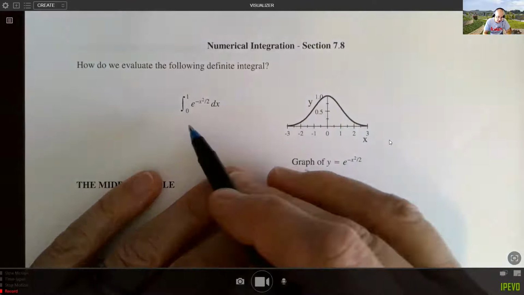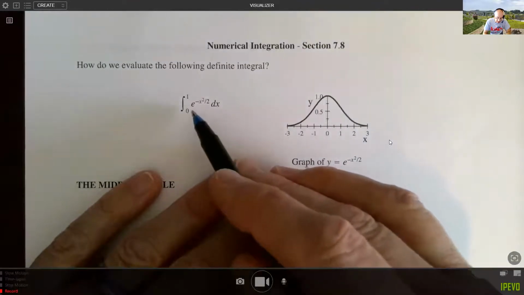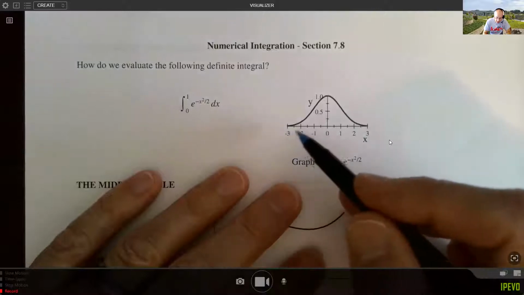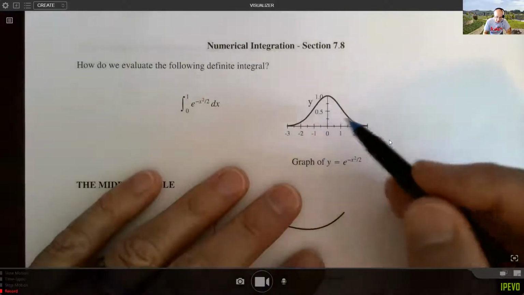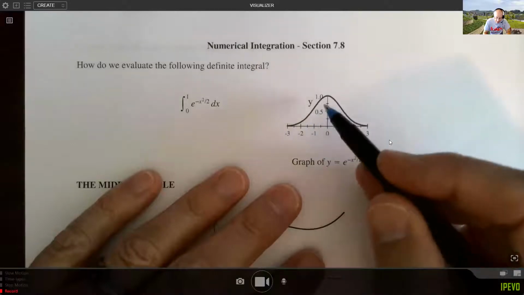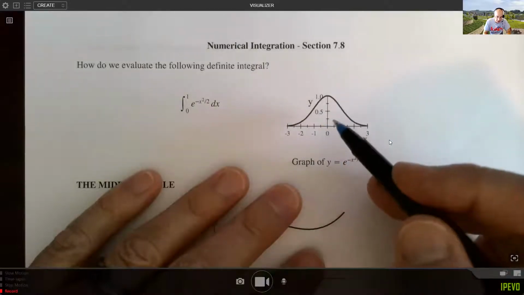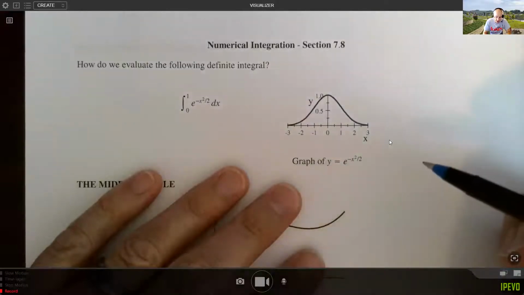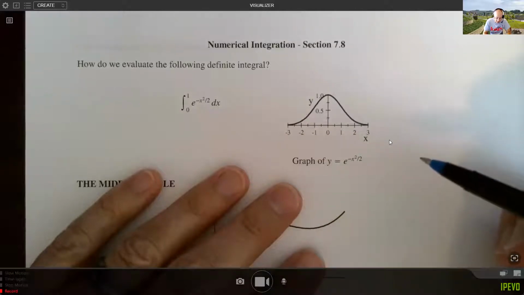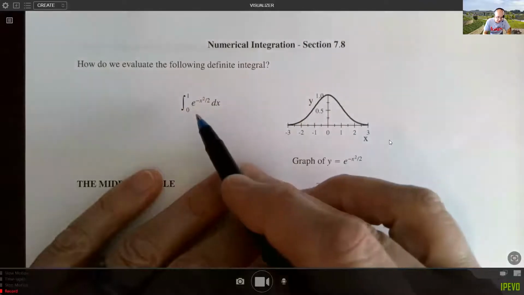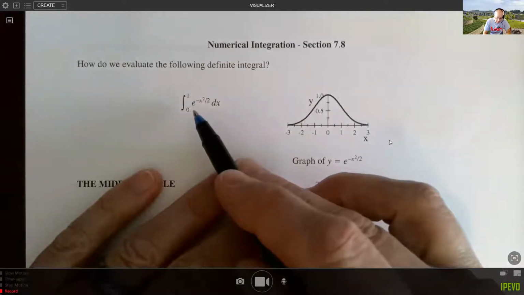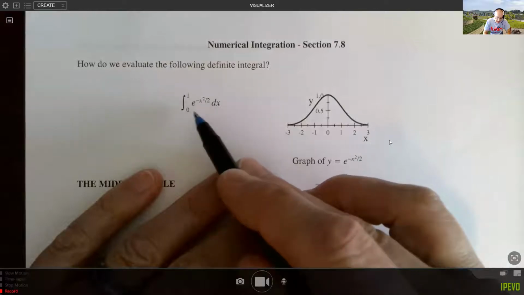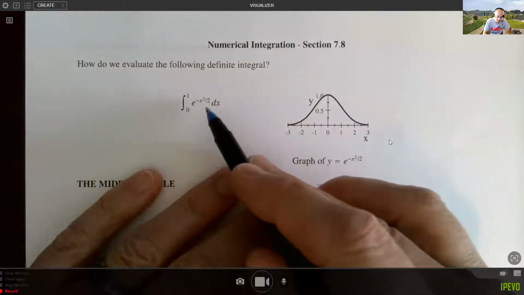Let's take a look at the following integral: the integral from 0 to 1 of e to the negative x squared divided by 2. This gives us the so-called bell curve or Gaussian distribution. It's an important type of integral to be able to calculate in areas like probability and statistics, which are very important. The problem with trying to use the fundamental theorem of calculus part 1 on this integral is that finding the antiderivative of e to the negative x squared divided by 2 is essentially impossible in terms of a finite combination of the functions we know.